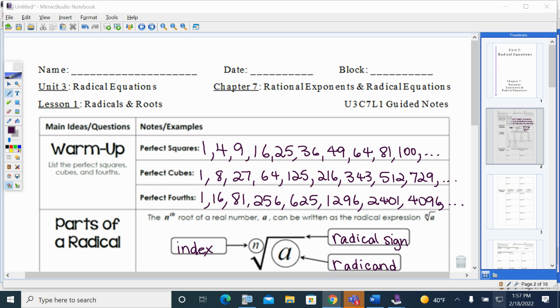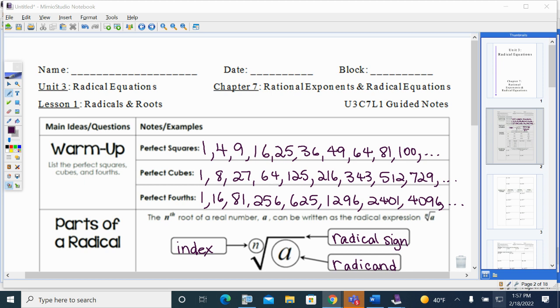And then you've got your perfect fourths. 1, again, is a perfect everything. If you'll notice, 1 starts every single list. 2 to the 4th power is 16. 3 to the 4th power is 81. 4 to the 4th power is 256, and so on. So there's your beginning of your long list of perfect fourths.